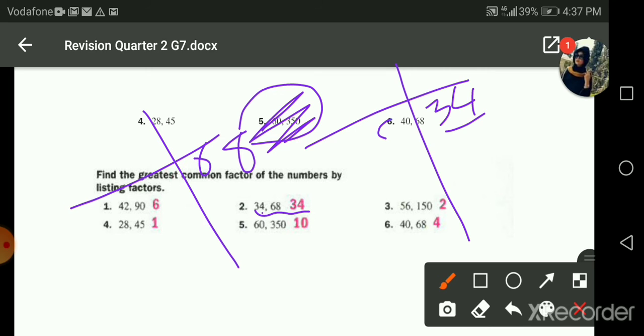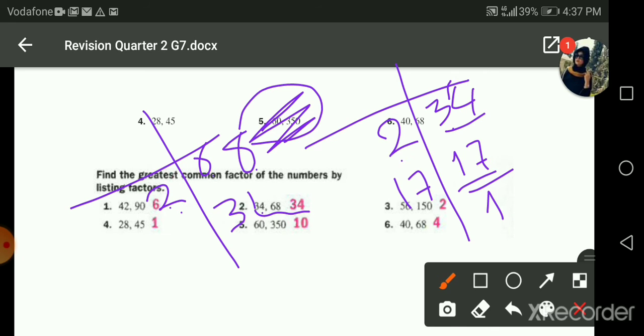34 divided by 2 gives me 17. Okay, 17, it's a prime number, so I'm going just to divide it by the same 17. Here, 68 divided by 2 gives me 34. 34 divided by 2, my dear students, will be like this, the same: 17 and then 17 gives you 1.